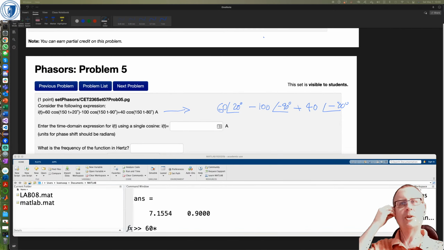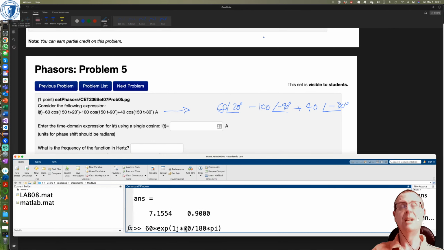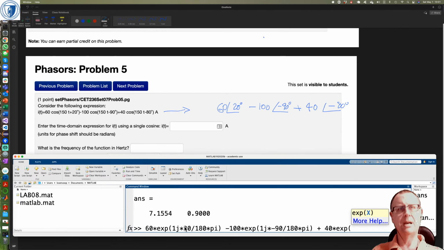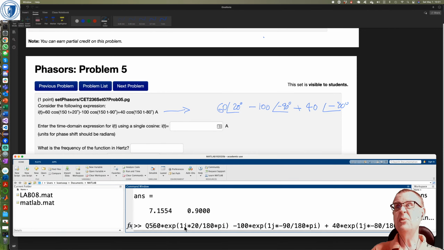So what we've got to do is sum those up. Again, we just do 60 times 1j times 20 on 180 times pi, minus 100 times exponential 1j minus 90 times minus 90 on 180 times pi, plus 40 times exponential 1j times minus 80 on 180 times pi. Oh, and I meant to say something about what somebody said just before. Okay, so this is the answer for Q5.